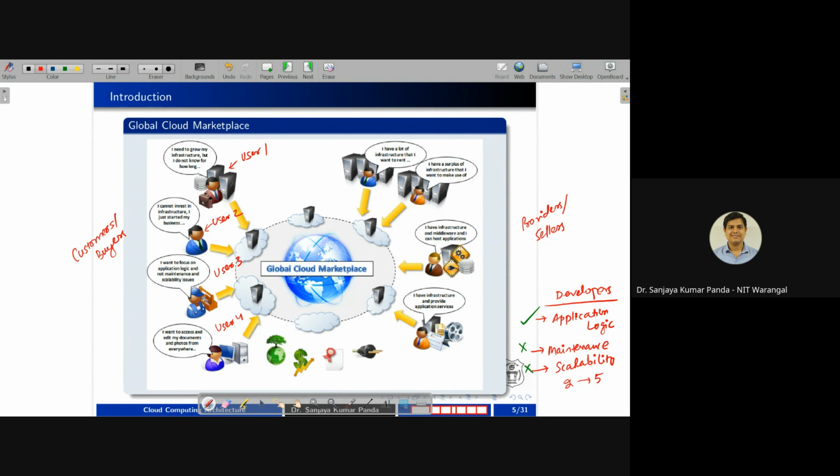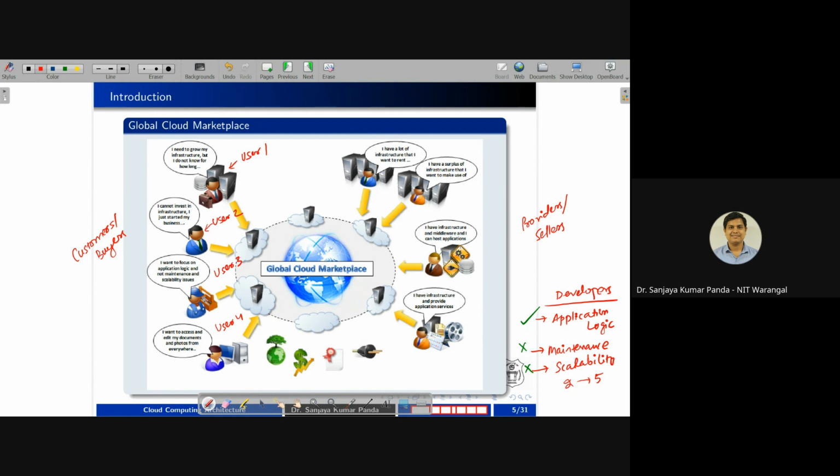Even if I am going to, let's say, the US, moving from one country to another country, I don't want to take my computer system. If everything is stored in Google Drive, you can still access it from any country. The only requirement is the internet, right? So the user four requirement can also be satisfied in the global cloud marketplace.